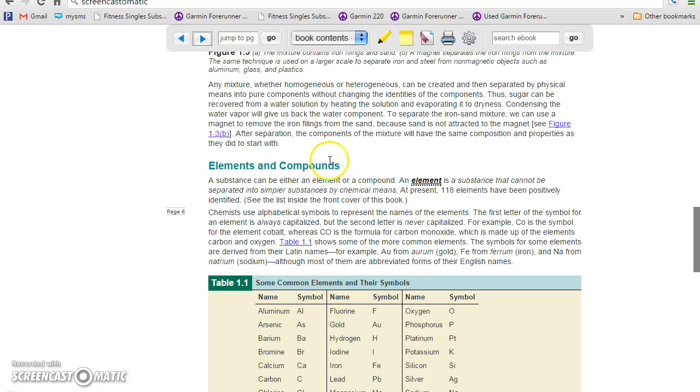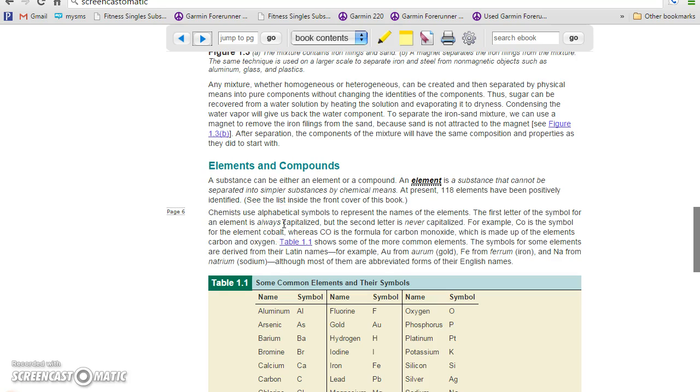Elements and compounds. I hope they point out that compounds are really where it's at. A substance can either be an element or a compound. An element is a substance that cannot be separated into simpler substances by chemical means. They're trying to tell you that chemistry is not a nuclear process. We don't make new elements, we just study the ones that we have. At present, there are 118 elements that have been positively identified and several that are on the way.